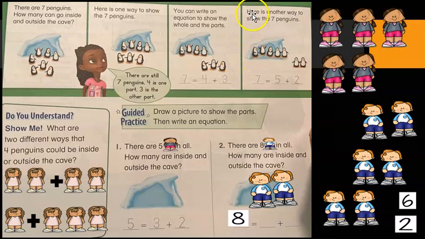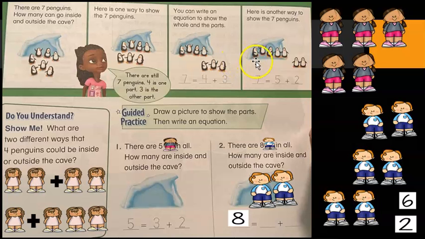Now, it says, here is another way to show the 7 penguins, okay? This is another way they showed us, okay? Look here now at the addition equation. Look, they have 7 here and they have 7 here. Why do you think, first graders, the answer here is the same? Why do you think they're the same? They're the same because when you count up the penguins, there's 7 here and there's still 7 here.